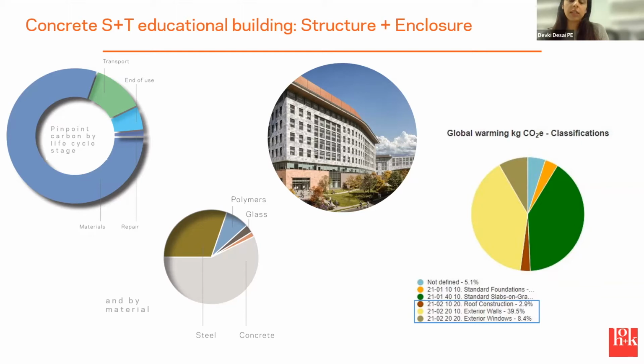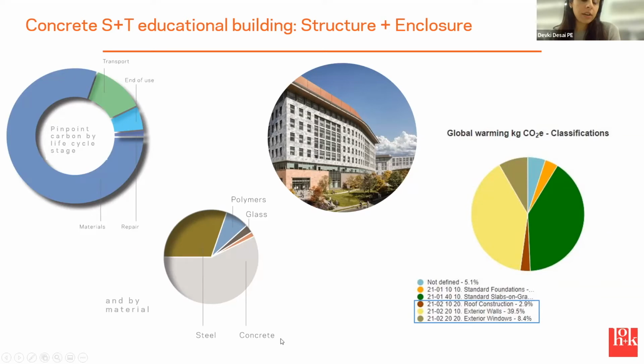So this is a university S&T facility. It's cast-in-place concrete. We track the reduction in the overall concrete from where we started on this project. First we pinpointed the carbon by life cycle stage. As you can see here, most of it is in the materials extraction and processing phases. And then we also see this breakdown of carbon amongst the different material types. You can see, because we designed a concrete structure, most of it's concrete.